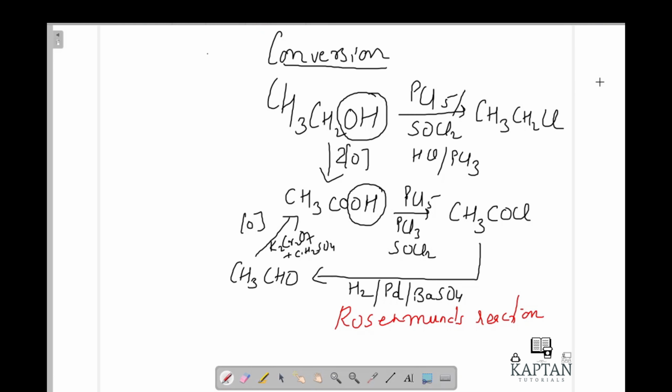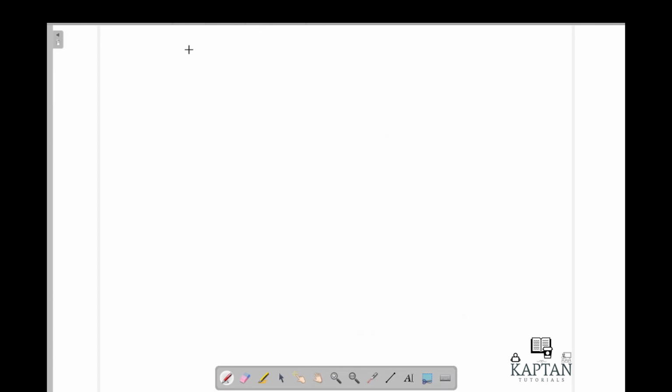Then again, if I use a further conversion, how are we going to change it into a different conversion, how we will carry out the conversions. Now let's see, if I write down the example. The first example I write down is the conversion of ethyl alcohol to acetyl chloride.